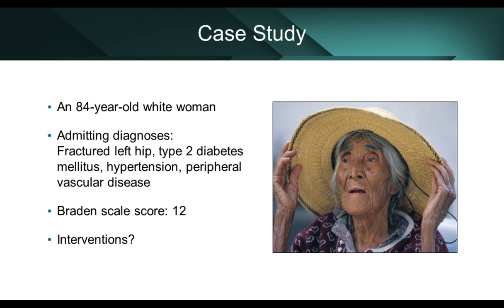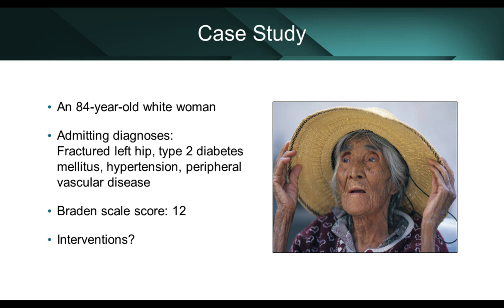She's an 84-year-old white woman, admitting diagnosis fractured left hip, type 2 diabetes, hypertension, peripheral vascular disease. She was admitted last night at 11 o'clock. She fell at home and was found down, but she was down an unknown period of time. She was found by her neighbor.